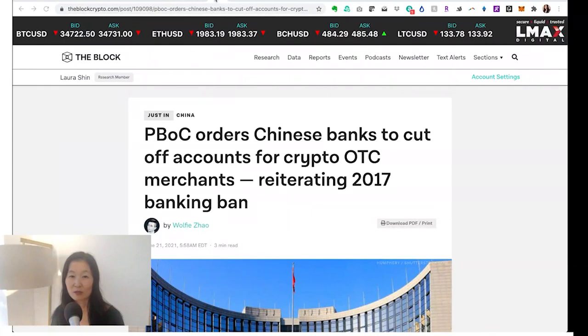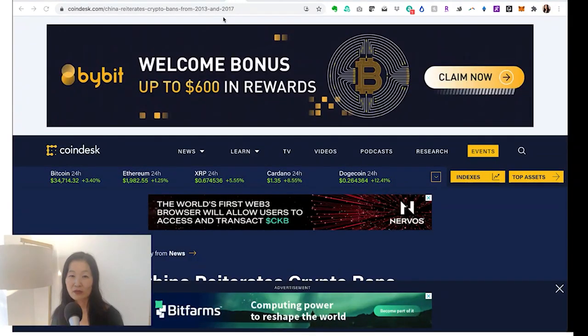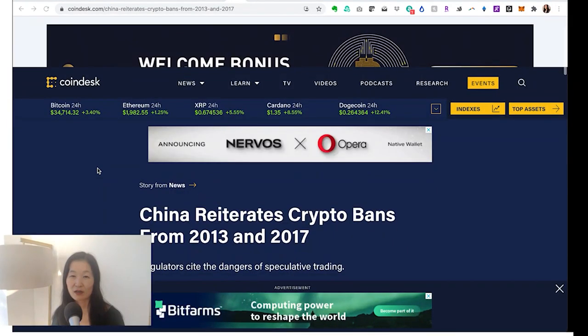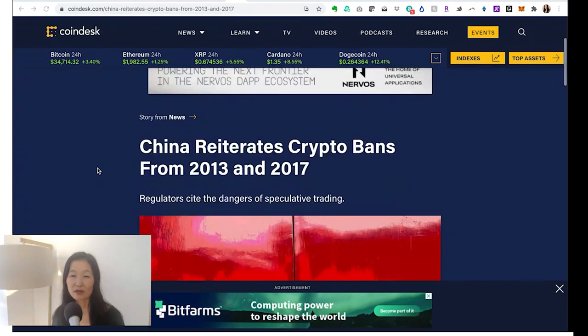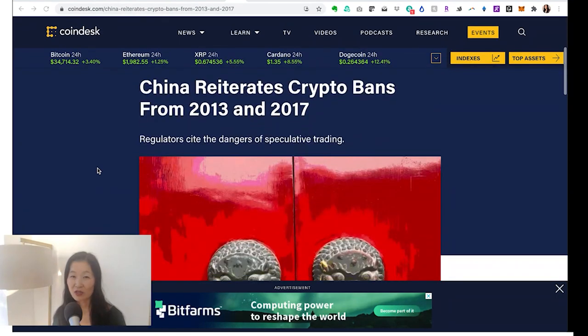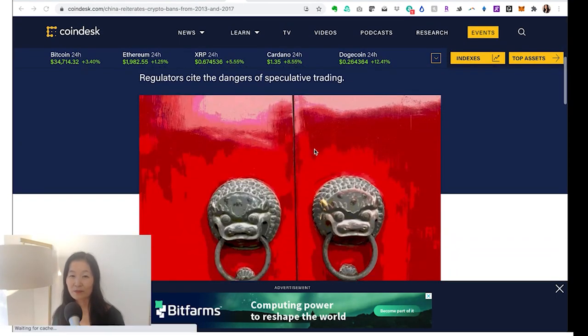The PBOC's words follow a similar May notice from three Chinese self-regulatory bodies reiterating the 2013 and 2017 crypto bans on Bitcoin transactions and ICOs, making this week the fourth time China has banned cryptocurrency.